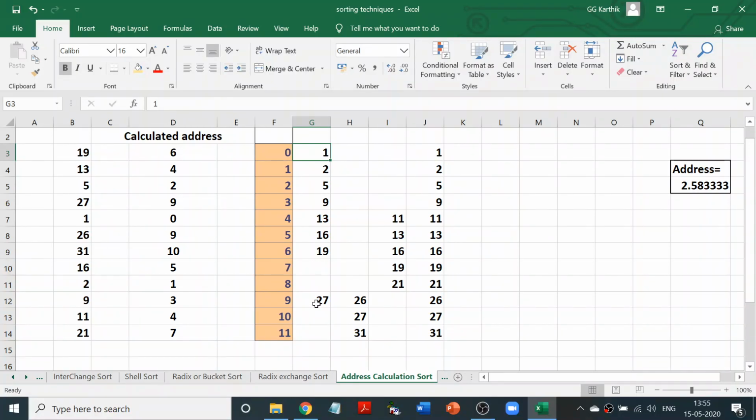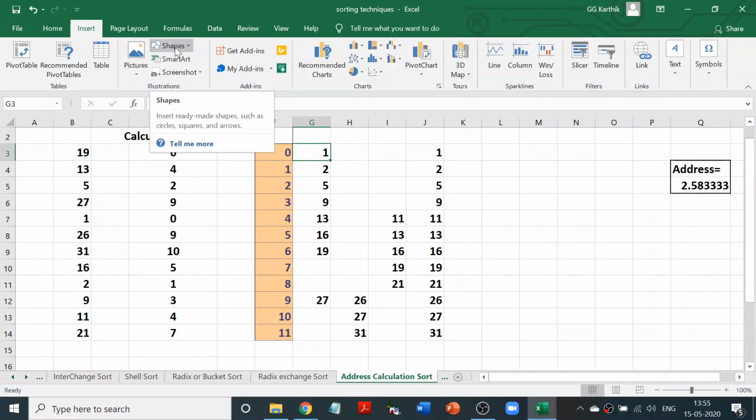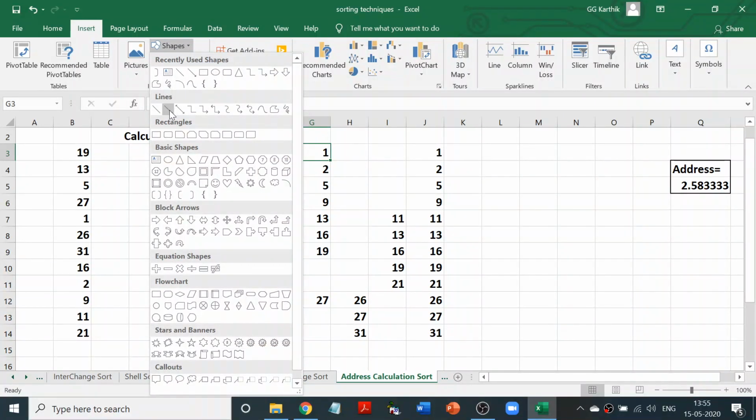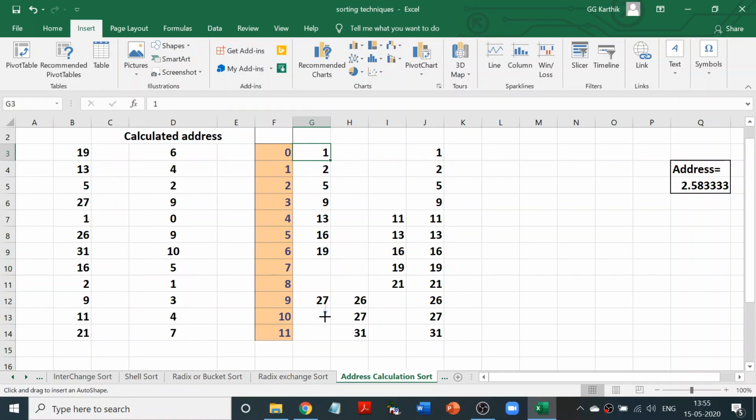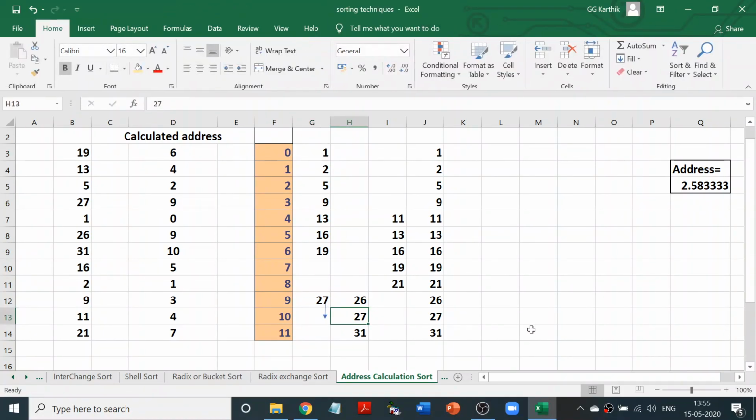In one location only one number can be stored, unlike the bucket sort. Already 27 is there, but you want to store 26. Now a comparison will happen. Whichever is the smallest number will hold the location, and the other one will be pushed down. In your notebook, put an arrow mark and show that this number is pushed down. So 26 comes to position 9 and 27 is pushed down. 26 done.